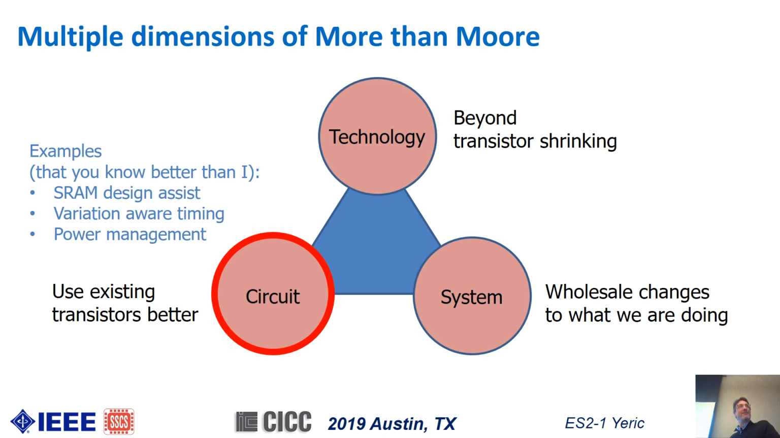And I'm going to start with the circuit side, because I'm not going to talk a lot about that because you're the experts. And you already know this happens. You're already doing things, right? For years and years and years, you've been doing write and read assist of SRAMs. You've been more intelligently dealing with variation to get some of the guard banding out of the circuit design.